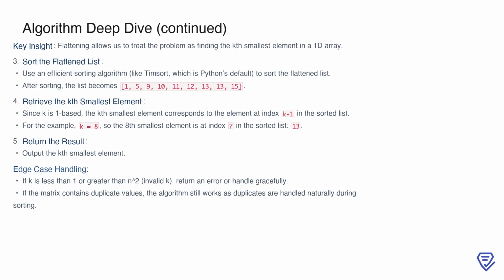Edge cases are also important to consider. For instance, if k is less than 1 or greater than the total number of elements, the input is invalid and should be handled appropriately. Additionally, the algorithm naturally accommodates duplicate values since sorting inherently organizes them in the correct order.